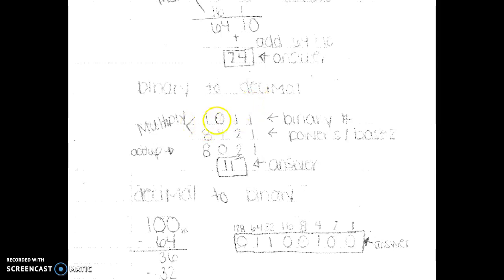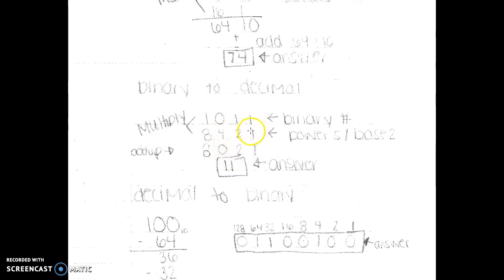So here would be my binary number, 1011. I'm going to write all of the powers of base 2. Some people would write 2 to the 0, 2 to the first, 2 squared, 2 to the third. I skip that step and write what they're actually equal to. So I have my binary number and my powers. I multiply this line times this line, and here's where my answers are.